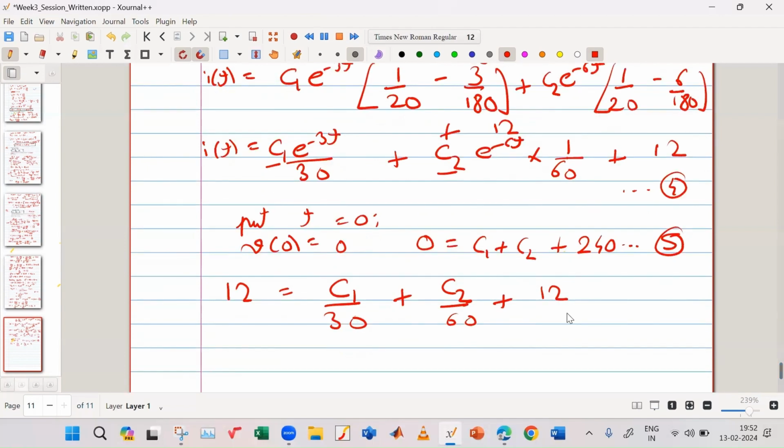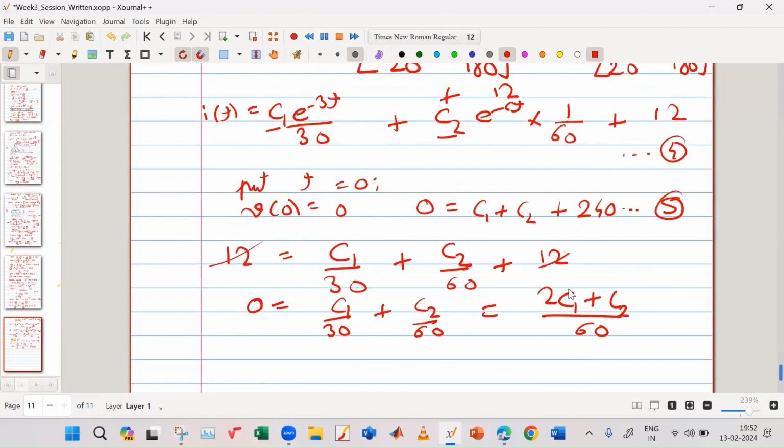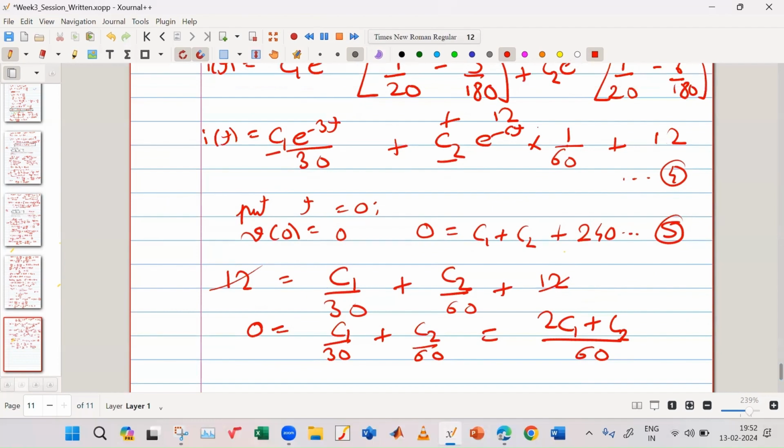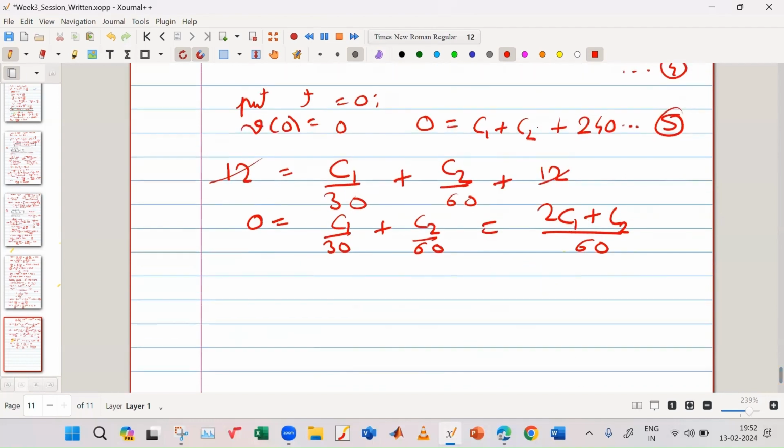So what can we do now? We can cancel 12 and 12. So we get 0 is equal to C1 upon 30 plus C2 upon 60. That we can write as 2C1 plus C2 upon 60. Is it fine? C2 equal to minus 2C1. Okay, so we get C2 is equal to minus 2C1.